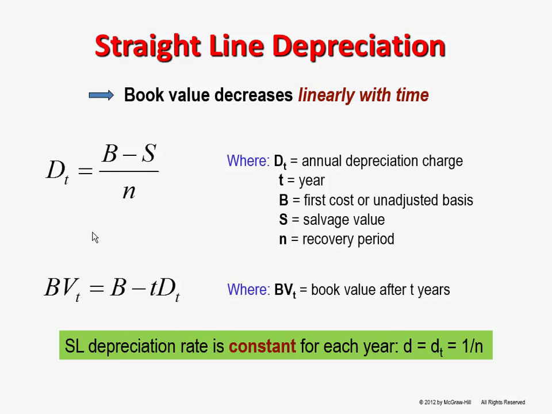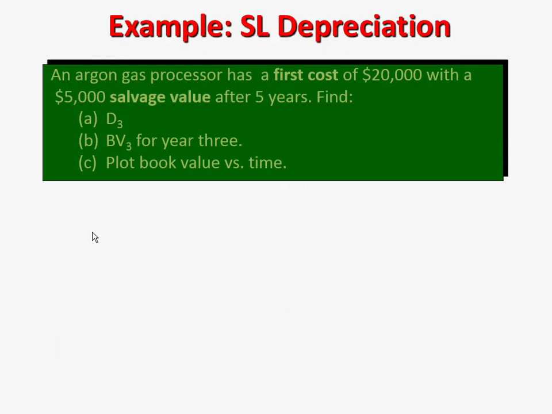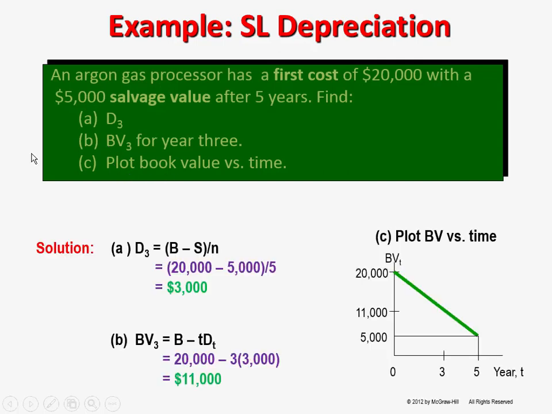And so we'll see in this first example that if you have a piece of equipment that costs $20,000, and you know at the end of 5 years it has $5,000 in value, we're going to find out how much depreciation there is in year 3, the book value in year 3, and then a graph of book value versus time. It's relatively straightforward. You just have the first cost minus the salvage value divided by the total number of years that it's depreciating. So that means every year it's going to be the same $3,000 of depreciation.